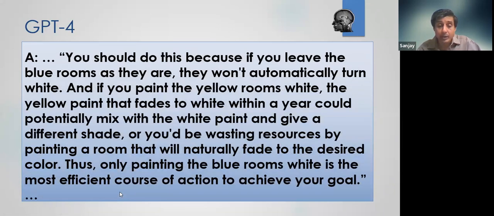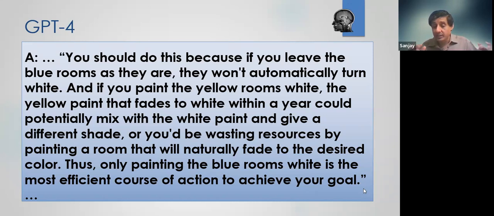And then it adds another paragraph, which adds to the sophistication of this. You should do this because if you leave the blue rooms, so it's commenting on the third point. Actually, it's commenting on all of them combined. So this last is a separate paragraph which combines all 3 of those colors, and it's going to give a more detailed explanation. You should do this, and this refers to step 3. Okay, you should do step 3 because if you leave the blue rooms as they are, they won't automatically turn white. It has to understand that.